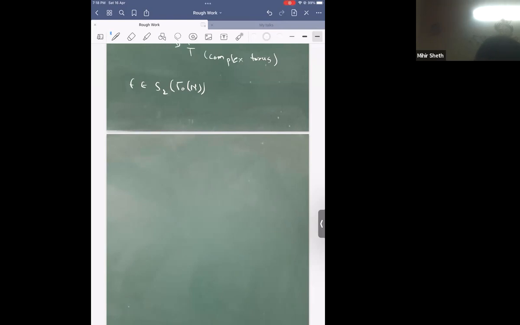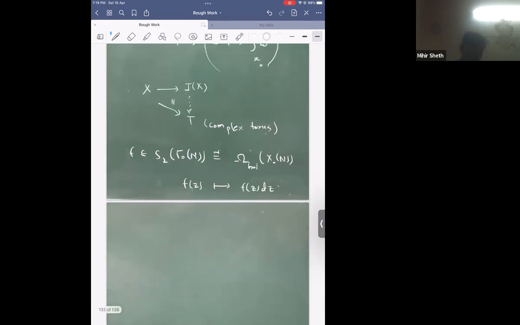Why do we care only about cusp forms? Because the space of cusp forms is naturally isomorphic to the space of holomorphic differential forms on the modular curve. So this is isomorphic to the space of holomorphic forms on X_0, and the map is f(z) goes to f(z) dz.